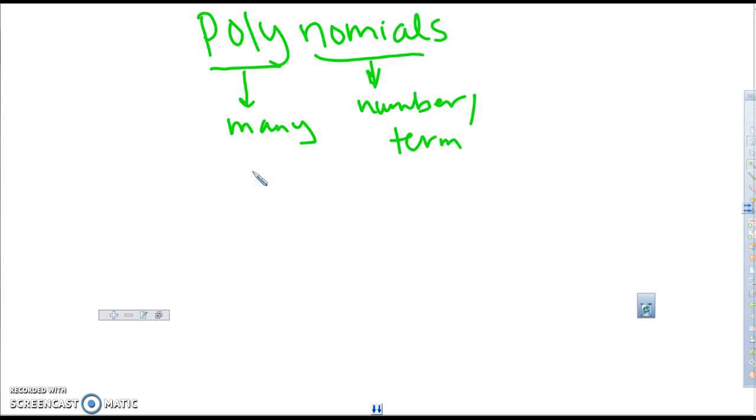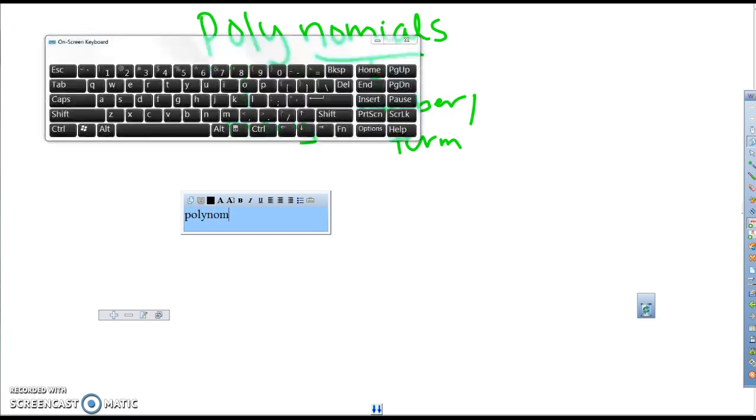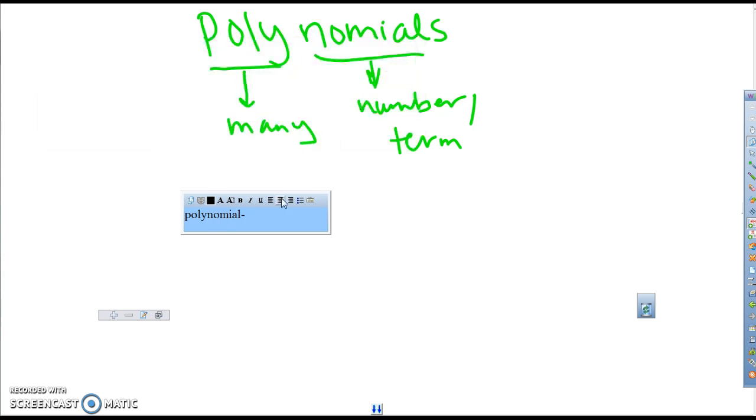So there's a lot of vocab that we're going to do, and I'm going to go ahead and type it because writing it will take too long. So the first word is a polynomial. And a polynomial is anything that's more than one term. In fact, it can be many monomials added together.